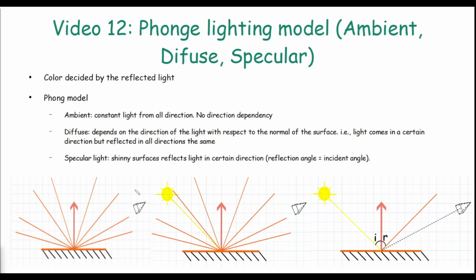In this video, we will be adding lighting to our scene. We will be implementing the Phong lighting model, and this model consists of three elements: ambient, diffuse, and specular.